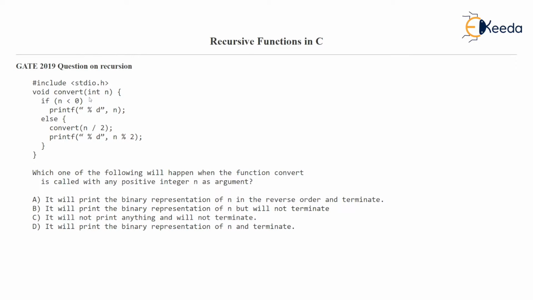Comparatively, this question was a bit easier, where a convert function was given with the parameter int n, as you see, and there is a recursive call here with convert n by 2. The question asked was, which of the following will happen when the function convert is called with any positive integer n as an argument? So let's say we pass any positive integer n here, and then what will be the output? The options are, it will print the representation of n in reverse order and terminate, and so on. You can easily read it as the video is on.